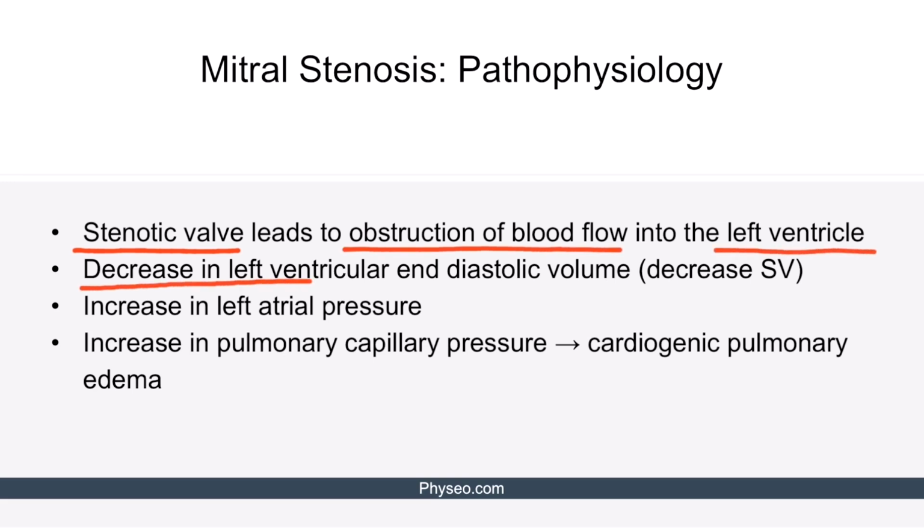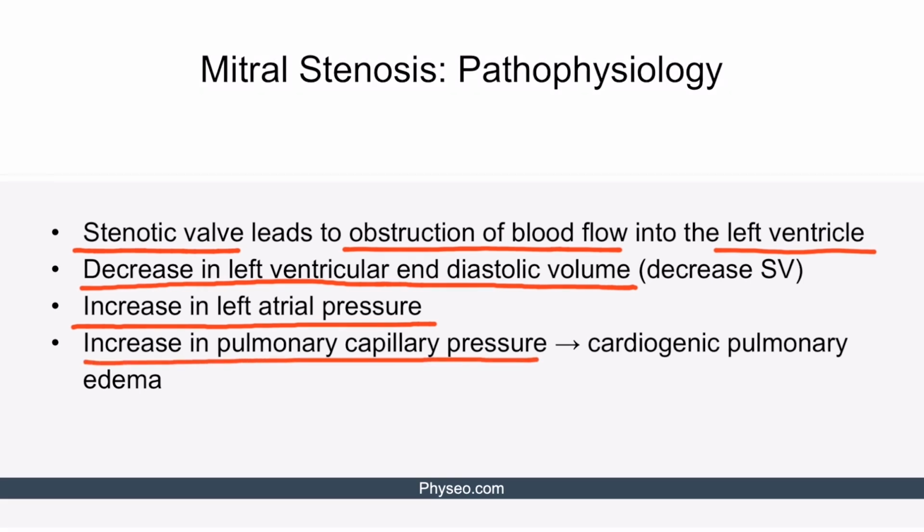This will in turn decrease the left ventricle end diastolic volume and thereby decrease stroke volume, eventually leading to a decrease in cardiac output and forward heart failure. A severely stenotic valve will over time also increase left atrial pressures, leading to a backup of blood flow into the lungs and increasing pulmonary capillary pressure. This can cause cardiogenic pulmonary edema and lead to pulmonary hypertension.